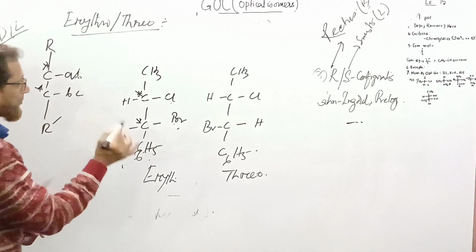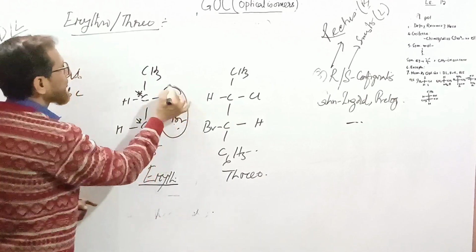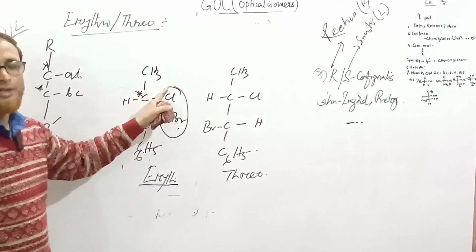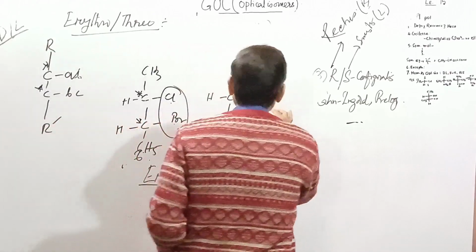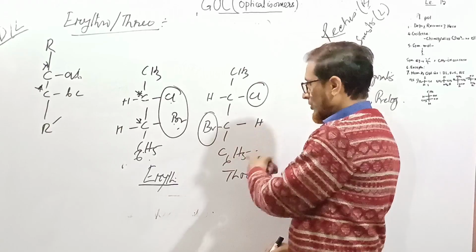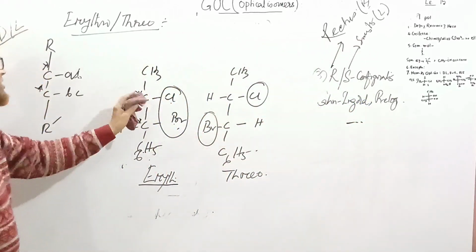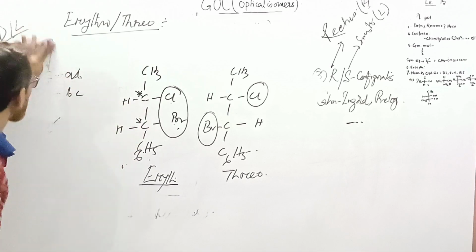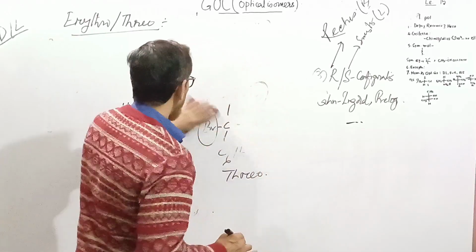Now, why is it called erythro? Because the same priority groups, chlorine and bromine, the higher atomic number groups, are on the same side, that is called erythro. When these higher atomic number or priority groups are in the opposite direction, it is called threo. Nothing more special is attached to this explanation. This is sufficient regarding erythro and threo.